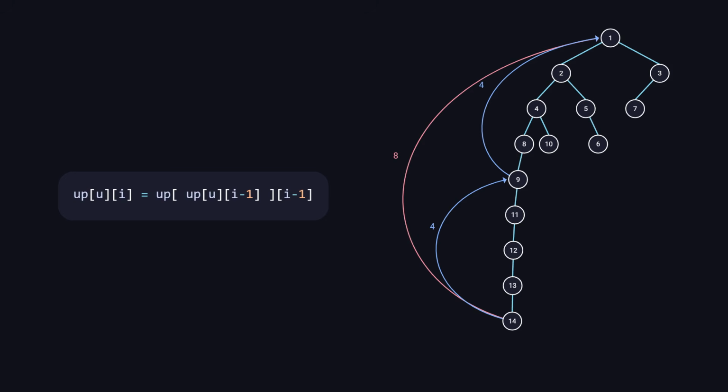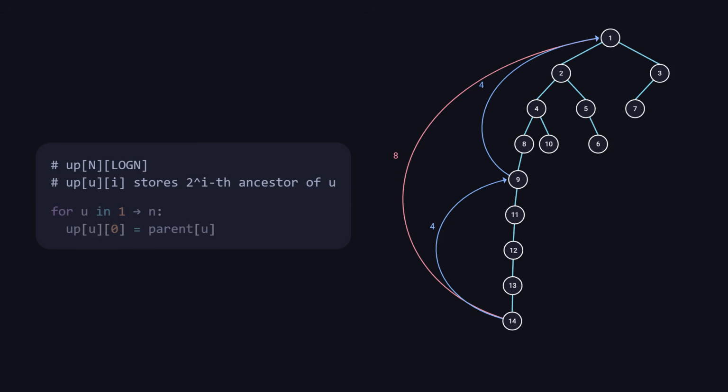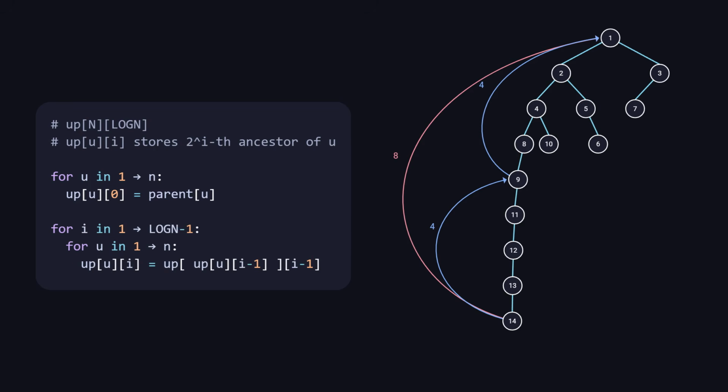So, to summarize, here's how we will build the table in code. We'll first create a 2D array up of dimensions n and log n, since there are at max log n jumps, where up[u][i] stores the 2 to the power ith ancestor of node u. First, we will fill the base case, which is just the immediate parent. Then, for every higher power of 2, we use the relation we derived earlier to fill the table, constructing bigger jumps from smaller jumps.